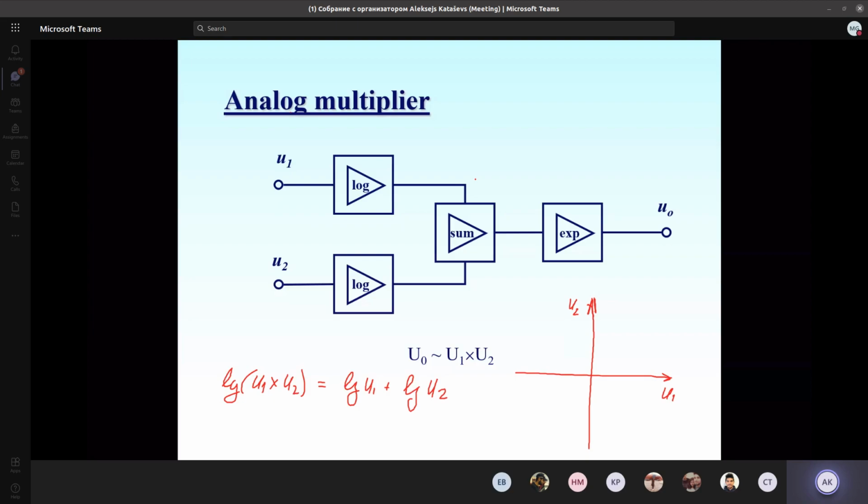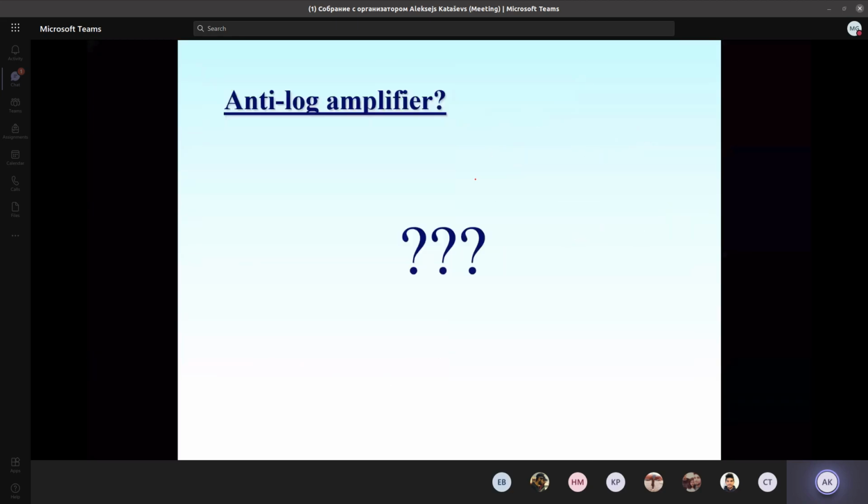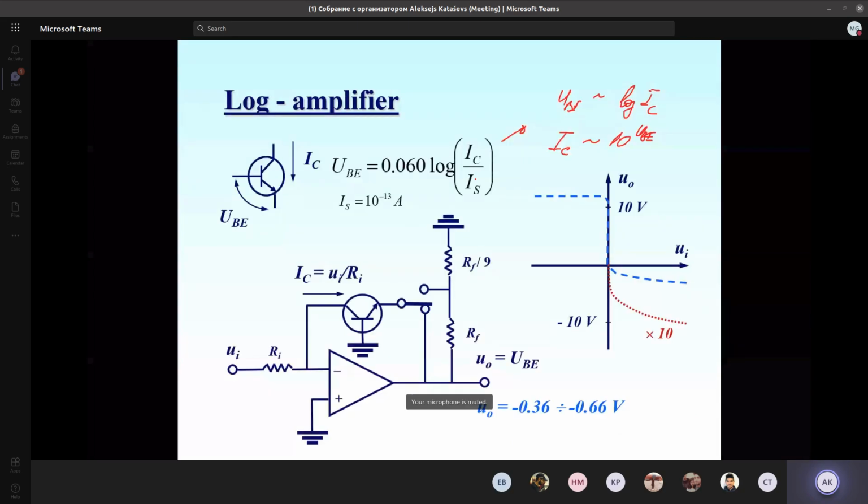As you see, the log amplifier, this one, may operate only at positive voltages. If the input voltage is positive, we will get this logarithm. If the voltage is negative, we have plus on the output, and this plus on the output blocks the base and blocks the transistor collector current altogether, because the emitter-base junction will be reverse biased and the transistor will be closed.